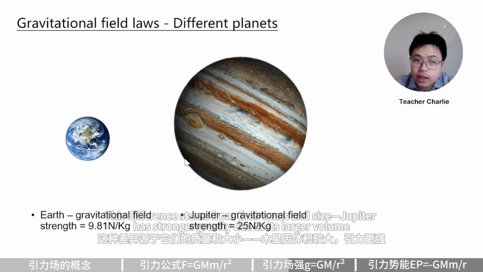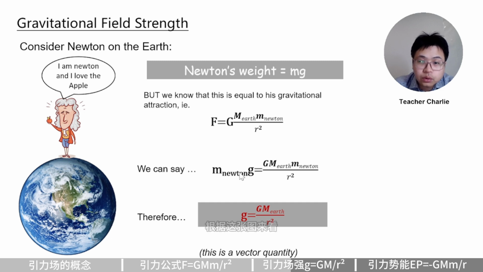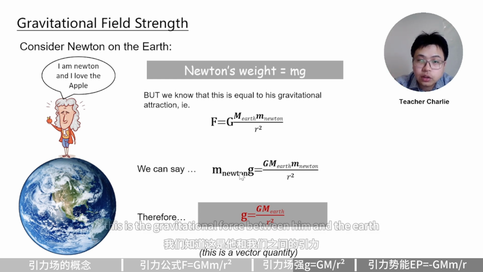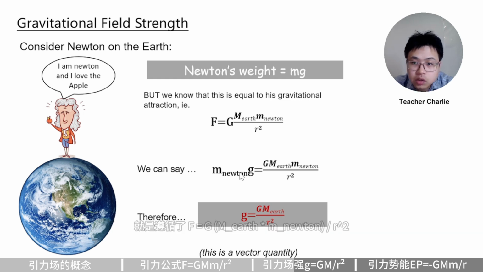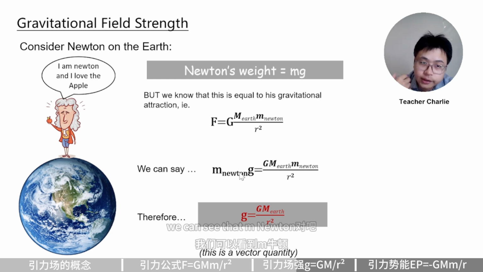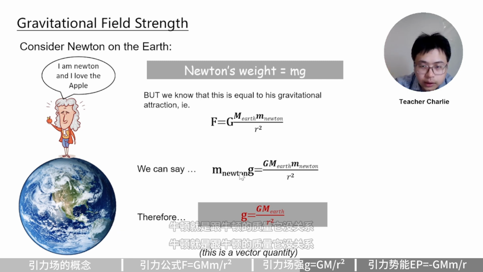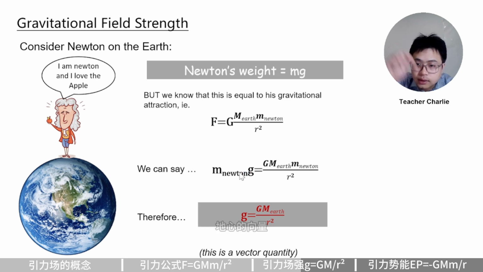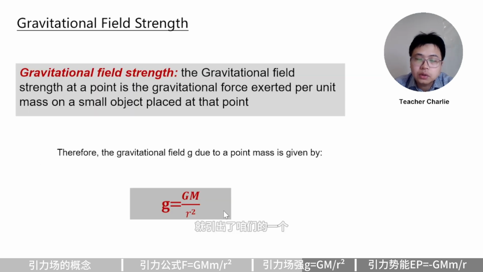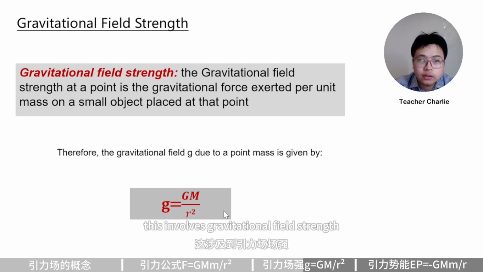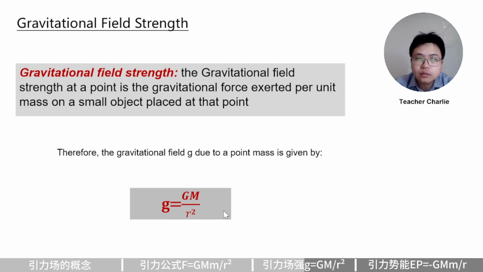Jupiter has stronger gravity due to its large volume. Looking at this picture, we can see that Newton's weight is equal to mg. We know that this is a gravitational force between him and the Earth, following F g equals G m Earth times m Newton divided by r squared. Therefore m Newton times g equals G m Earth m Newton divided by r squared, and the m Newton cancels out, so it has no relation to Newton's mass. This is just a vector pointing to the Earth's center.